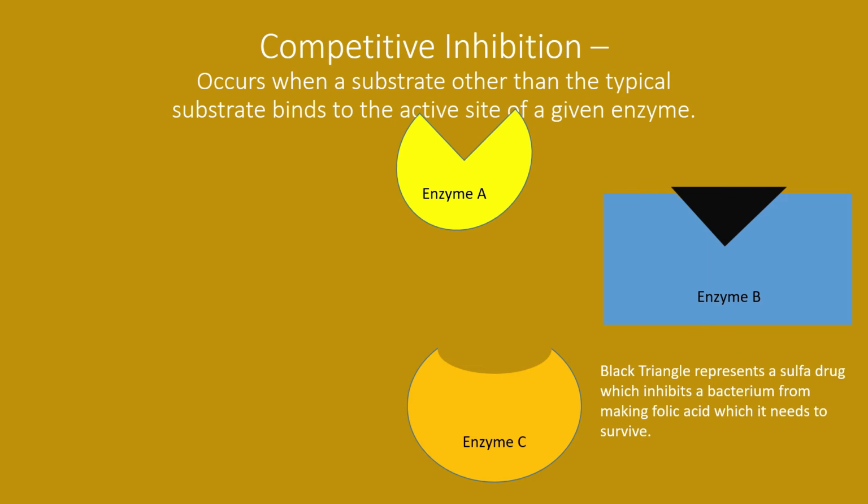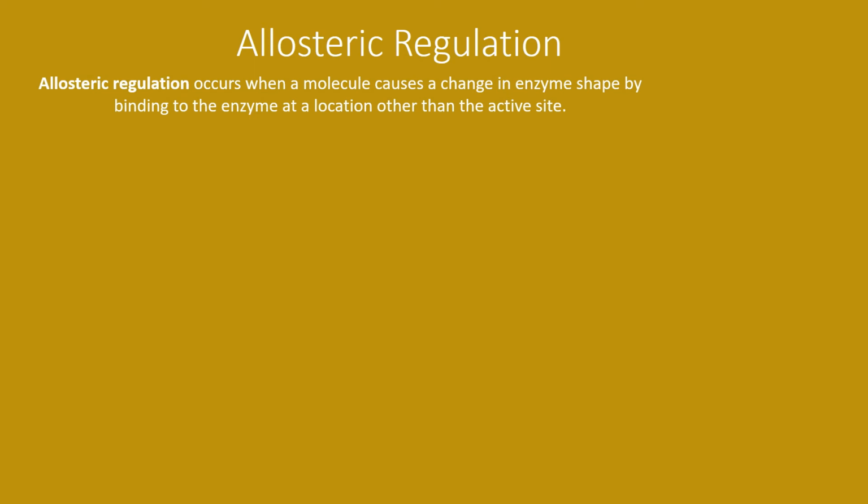Non-competitive inhibition occurs when a substrate binds to a site other than the active site, causing an enzyme to change its shape. Allosteric regulation is a reversible reaction that changes the shape of the active site, either activating or inhibiting enzyme activity.